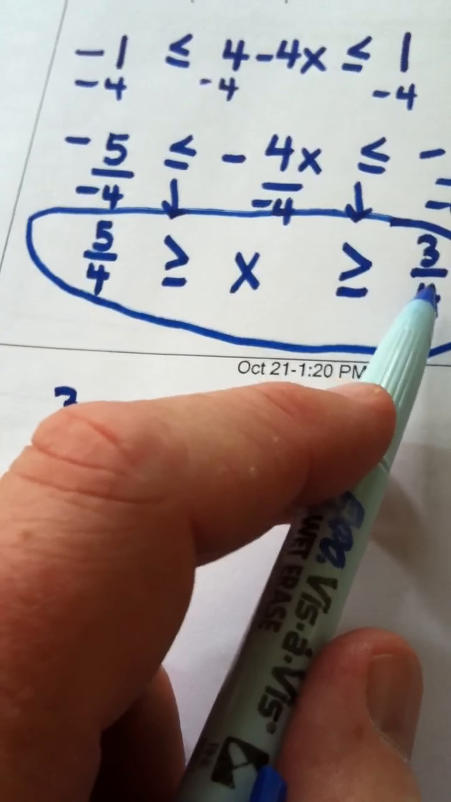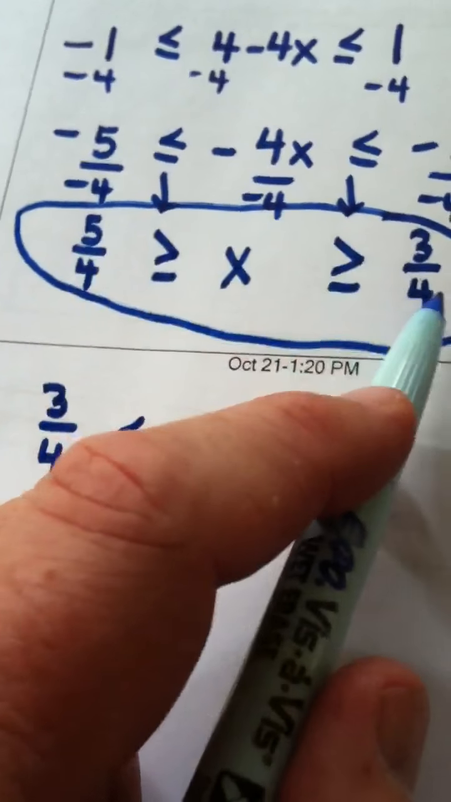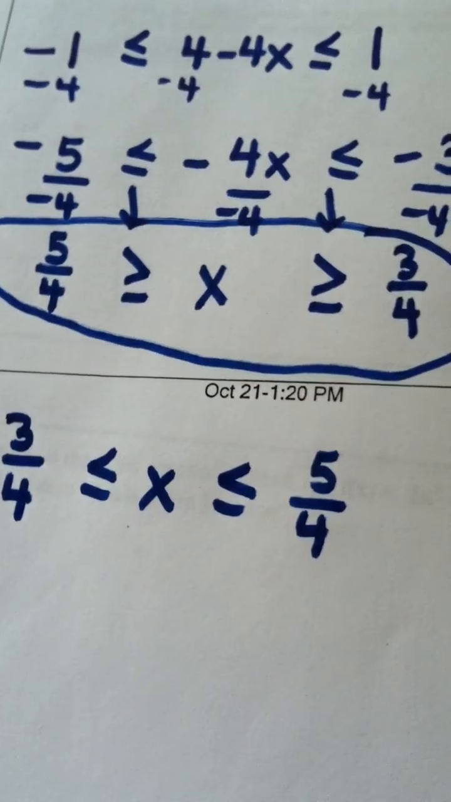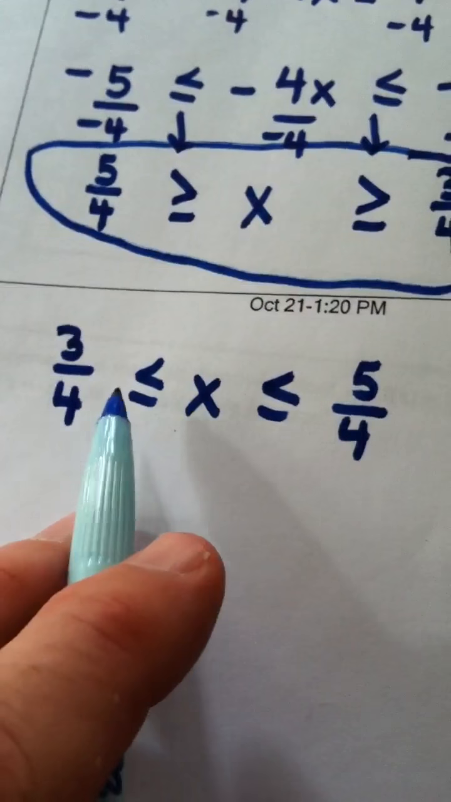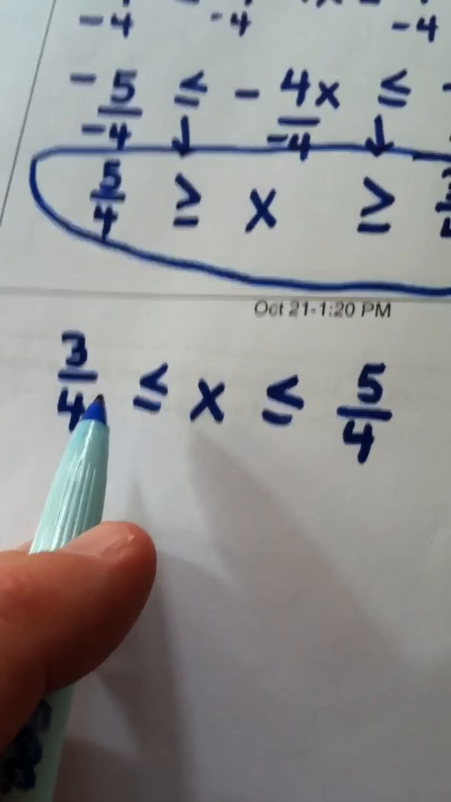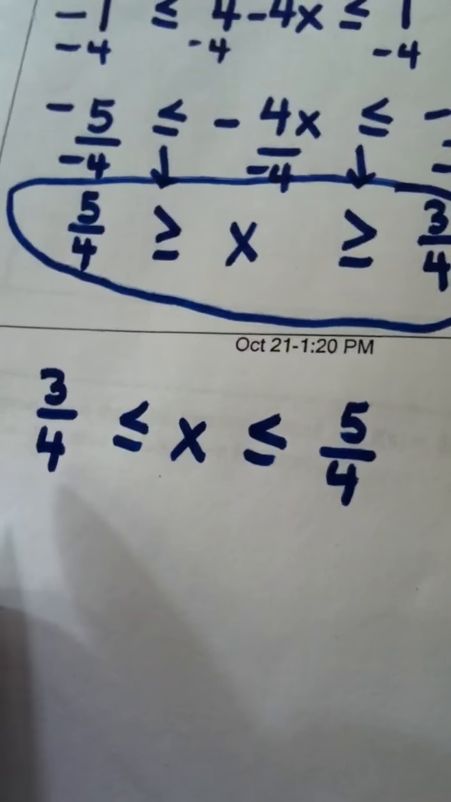So if this ever happens to you in a sandwich, all you really have to do is put, because this number 3/4 is obviously smaller than 5/4, just put it back in the order that you're used to seeing. Put 3/4 on the left, put the bigger number on the right, put x in the middle, and put these back in that direction, and they're saying equivalent things.